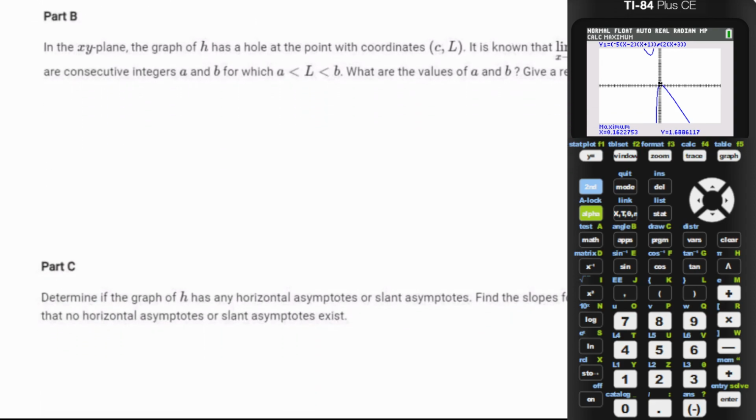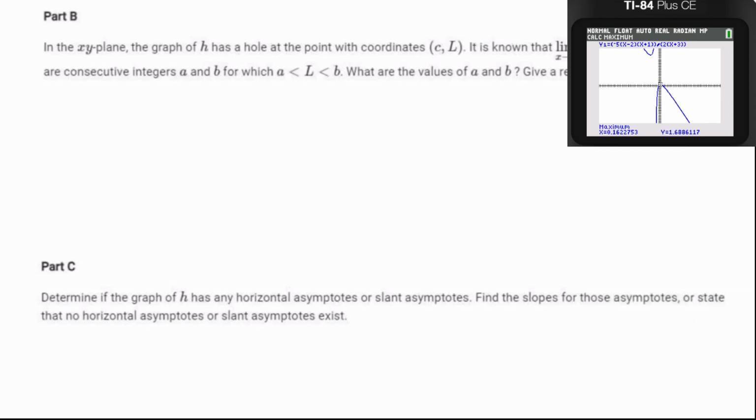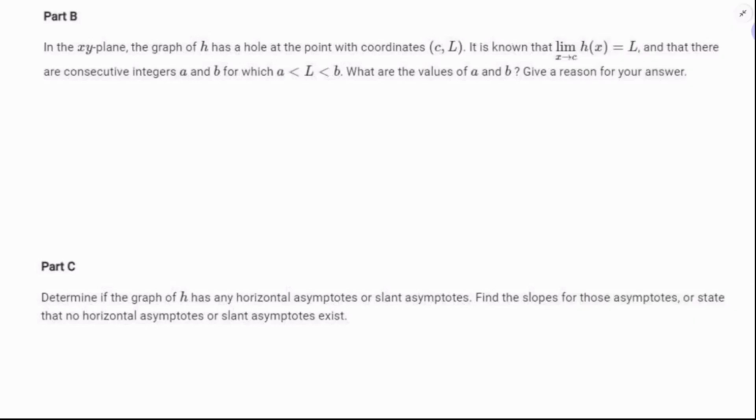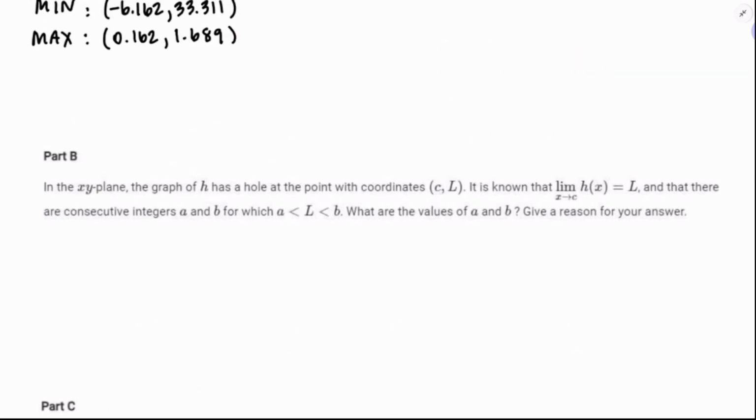That wasn't even really related to what we're doing in this unit, but it's never a bad time to start practicing the old stuff. So in the xy plane, h has a hole at the point with coordinates c and l. It's known that the limit of h of x as x approaches c is equal to l, and there are consecutive integers a and b for which l is between a and b. State the values of a and b, and give a reason for my answer.